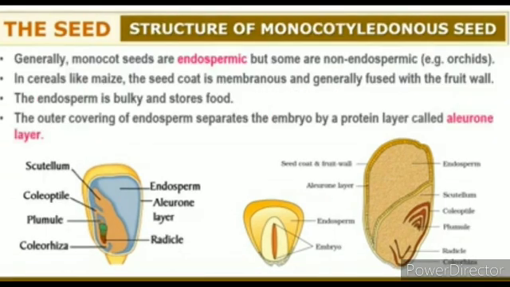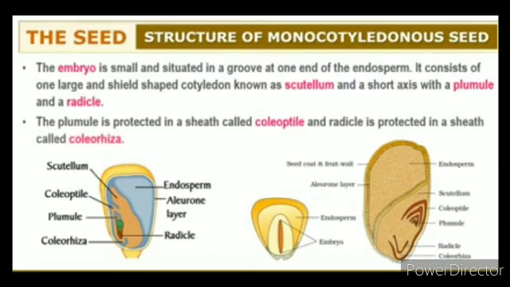It contains mostly endosperm, which is the food reserve. One cotyledon is present, and it is connected with the proteinaceous layer called the aleurone layer. Below that the radicle and plumule are arranged, the plumule enclosed by the coleoptile and the radicle by the coleorhiza. The coleoptile becomes the shoot and the coleorhiza becomes the root.